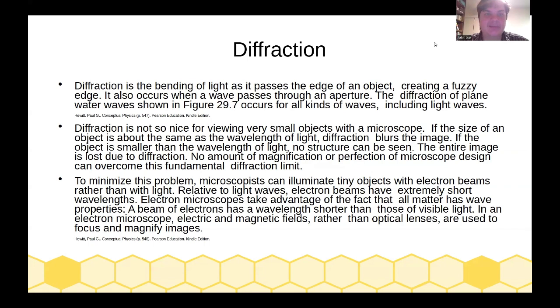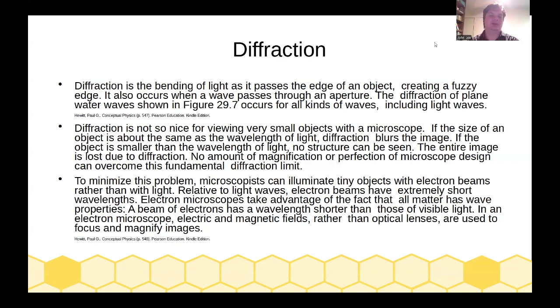Defining this, we have something called diffraction, where diffraction is the bending of light as it passes the edge of an object, creating a fuzzy edge. It also occurs when a wave passes through an aperture. The diffraction of plane waves, shown in figure 29.7, occurs for all kinds of waves, including light waves. Diffraction is not so nice for viewing very small objects with a microscope. If the size of an object is about the same as the wavelength of light, diffraction blurs the image. If the object is smaller than the wavelength of light, no structure can be seen. The entire image is lost to diffraction. No amount of magnification or perfection of microscope design can overcome this fundamental diffraction limit.